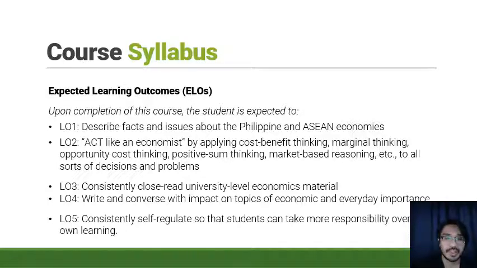So essentially build an understanding of how the world works based on economic concepts, right? And using economics as a particular lens to appreciate the world. So you're expected to be able to apply cost-benefit thinking, marginal thinking, opportunity cost thinking, positive sum thinking, market-based reasoning, among other things, right? Third learning outcome is to consistently close read university level economics material.